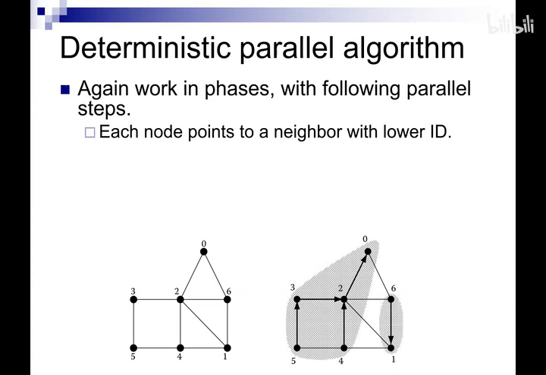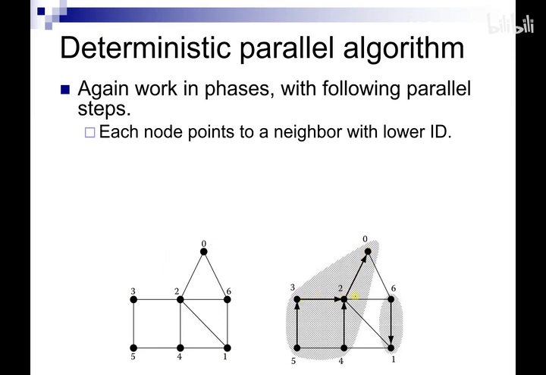Okay, so now what we're going to do in a phase is we're going to have nodes point to neighbors with lower IDs. So again, the nodes are all going to start with IDs, and each node is going to point to a neighbor with a lower ID. So for example, if you start with the graph on the left, then each node is going to choose some neighbor with lower ID. So for example, this node 2 here is going to point to the 0.